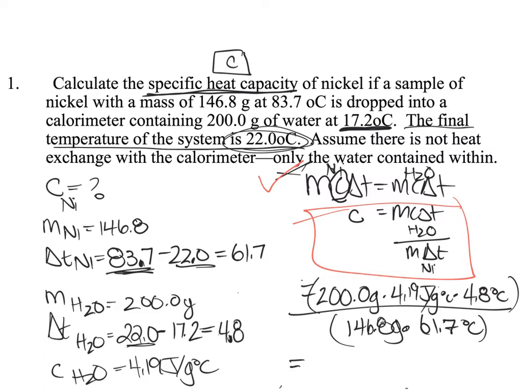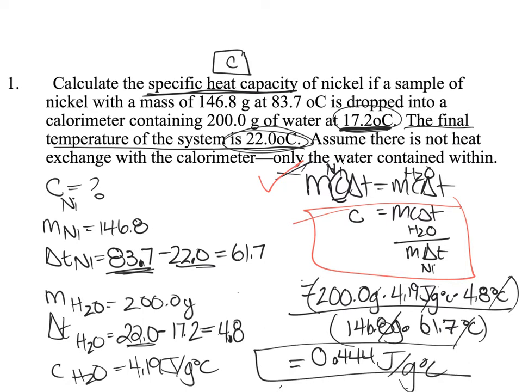So my calculator reads 0.444093112, right? So we only want to have 3 sig figs by looking at this, right? The least number of sig figs, so it would be 0.44. Okay, notice that grams cancels off grams, degrees Celsius cancels off degrees Celsius, so I get joules per gram degree Celsius.